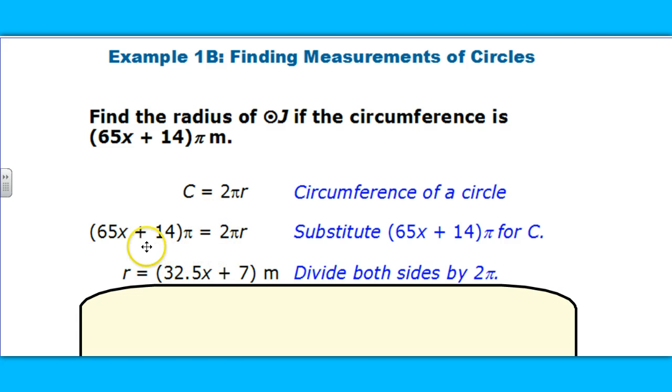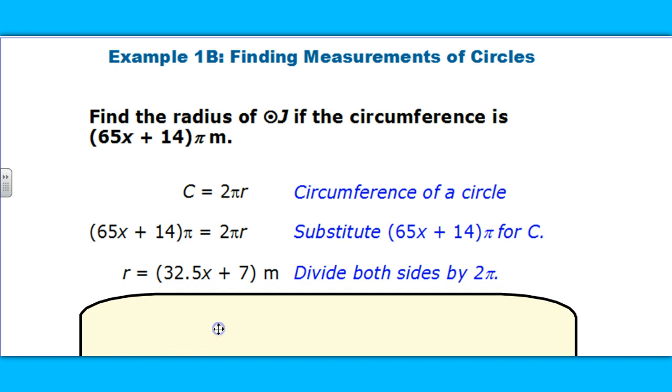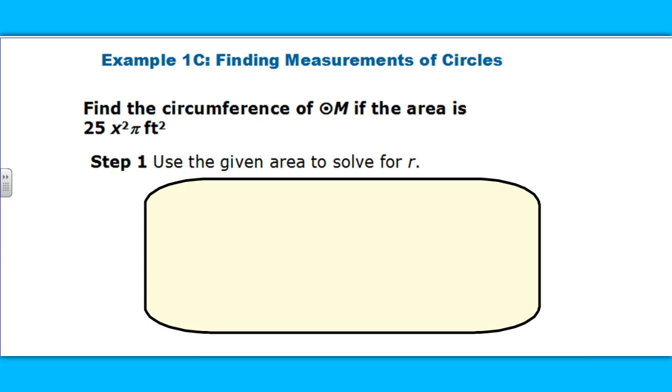And then 2 must be distributed into both of the numeric terms here, right? And so we have 32.5x plus 7 equals our radius. We're trying to look at all the variety of questions one could be asked, and here you're asked to find the circumference of circle M if the area is given to you as 25x squared pi.